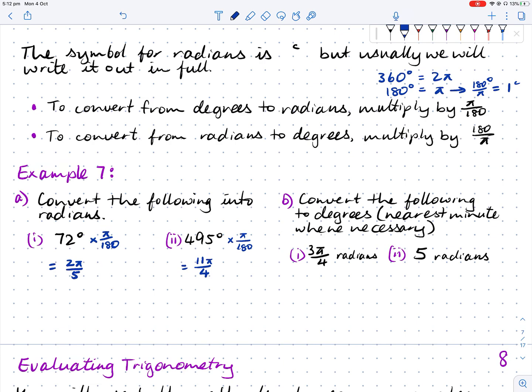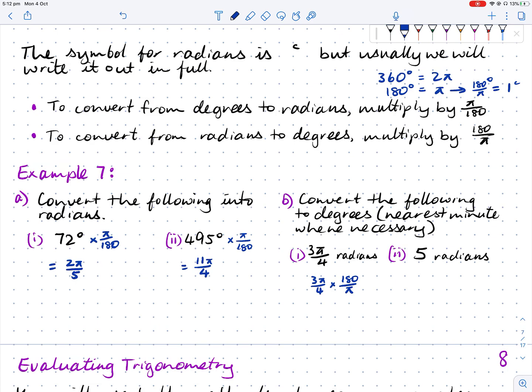For part B, we're converting these to degrees. So we're going from radians to degrees. We're using the second one, and we're going to multiply by 180 over pi. So for the first one, we've got 3 pi over 4 radians. So we've got 3 pi over 4 times 180 over pi.